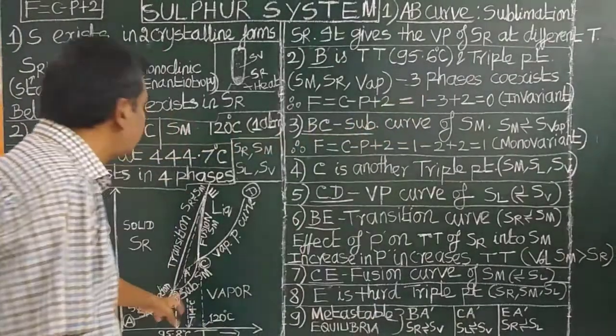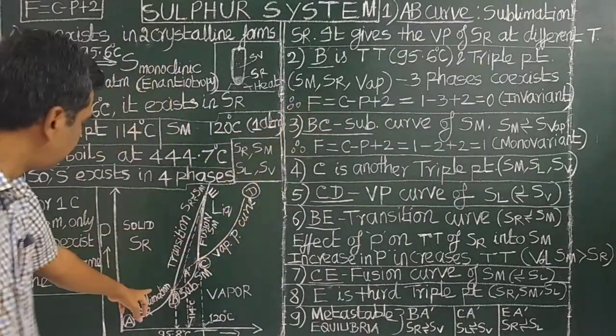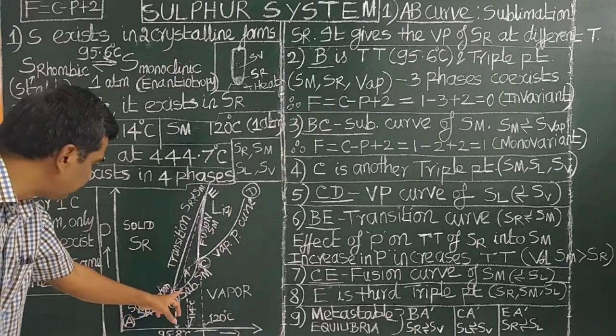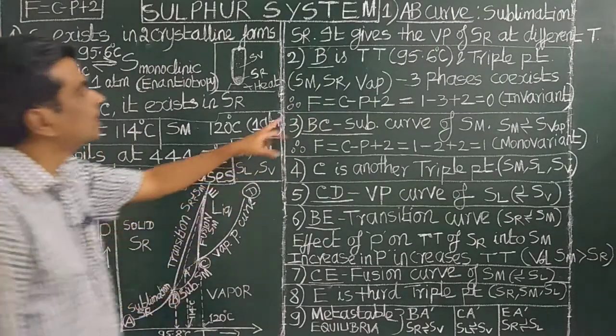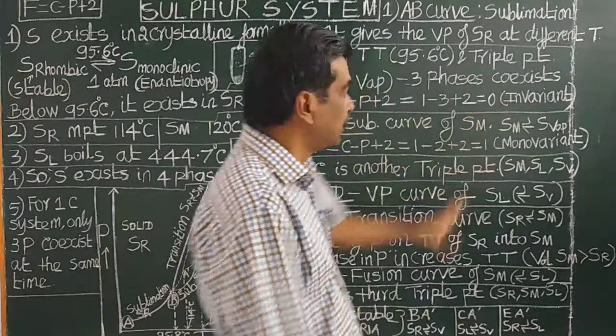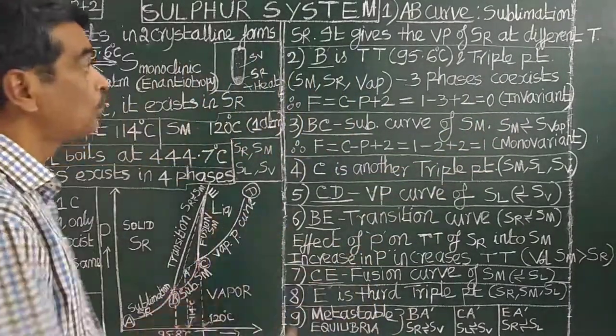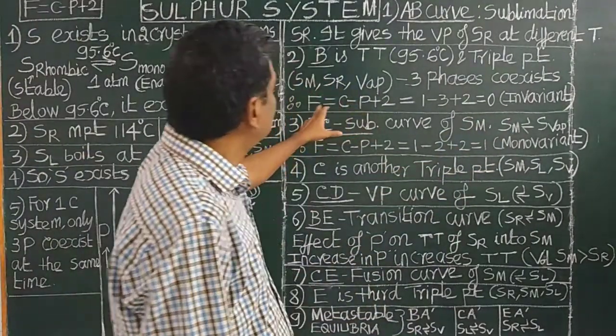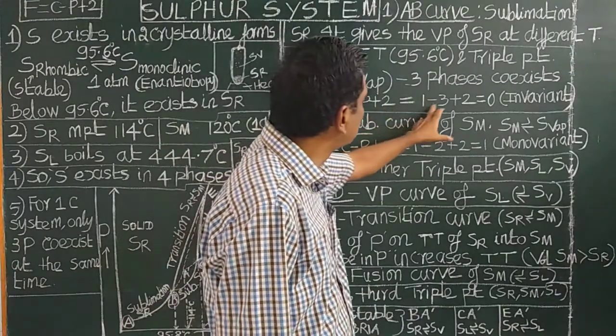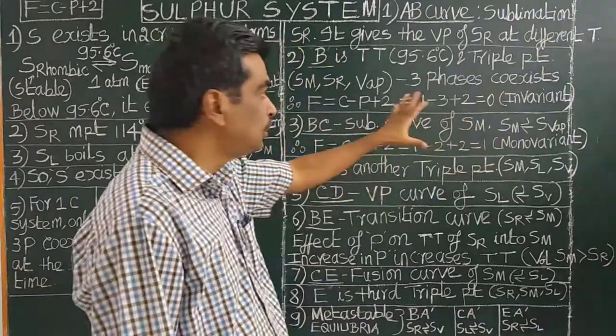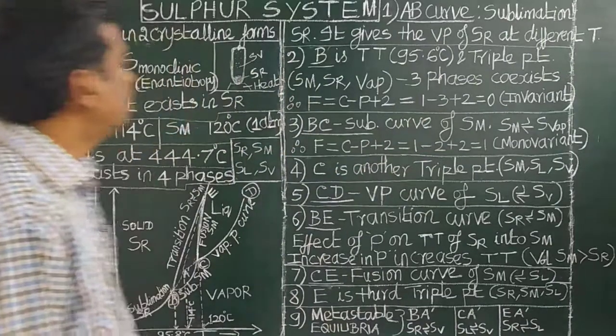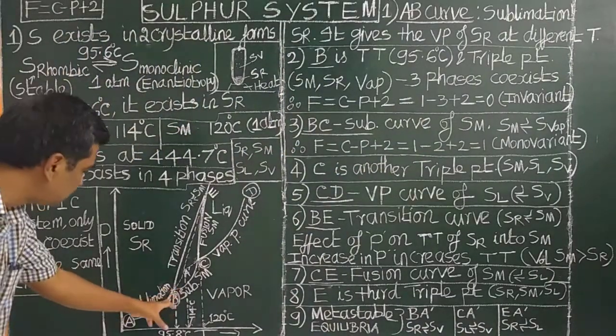At this triple point, sulfur rhombic, sulfur monoclinic, and sulfur vapor, three phases coexist at the same time, not four phases. By applying the phase rule, F equals C minus P plus 1, which is 3 minus 3 plus... equal to 0, therefore it is an invariant system.